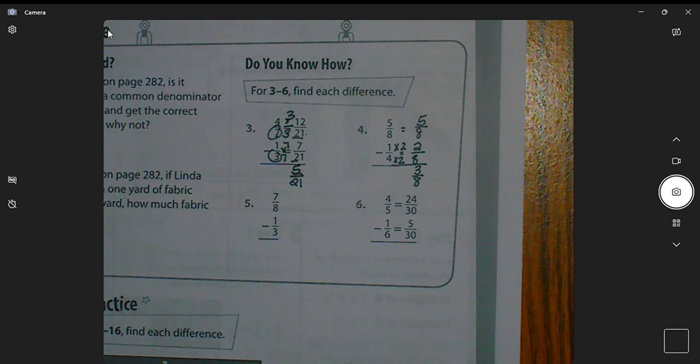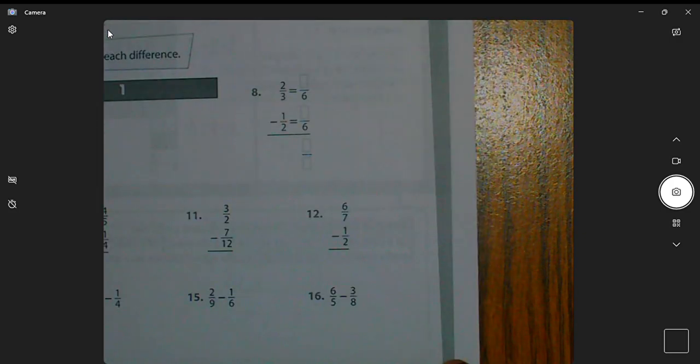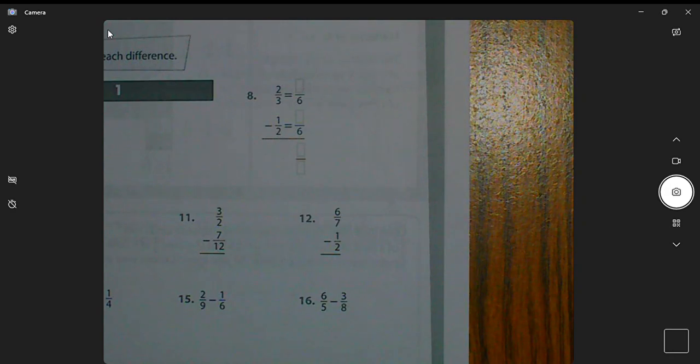Now, let's look at number 8. 2/3 minus 1/2. They've already helped me out here and given me a clue that I can use. They're telling me that neither one is a multiple of the other. They're telling me I have to multiply my denominators together to find a common denominator between the two. So 3 times 2 is 6. That's what they're telling me.